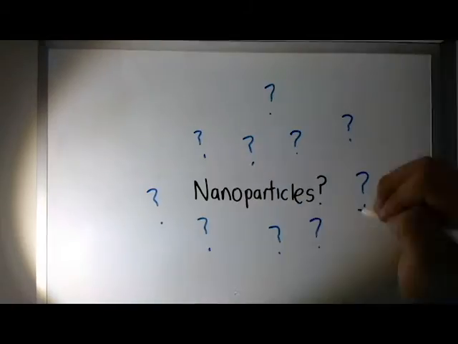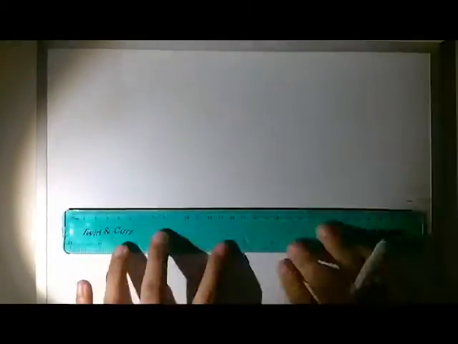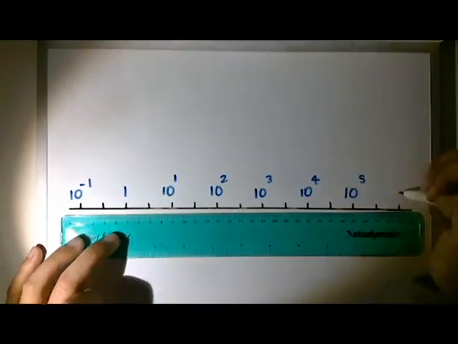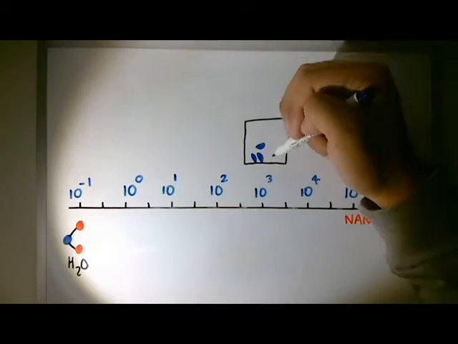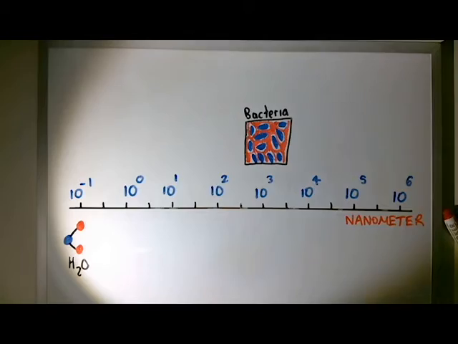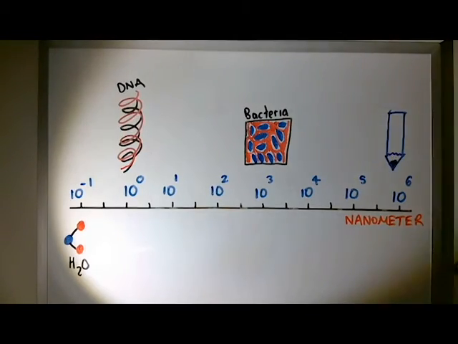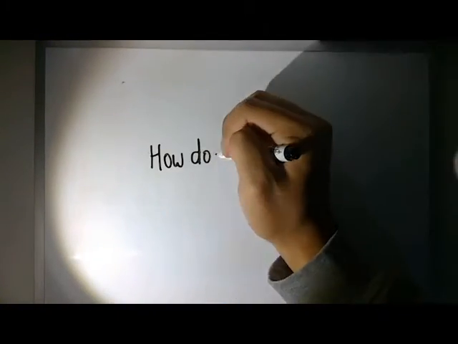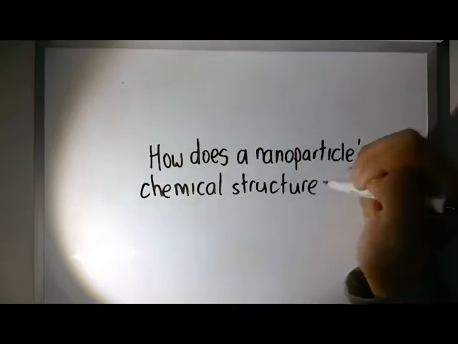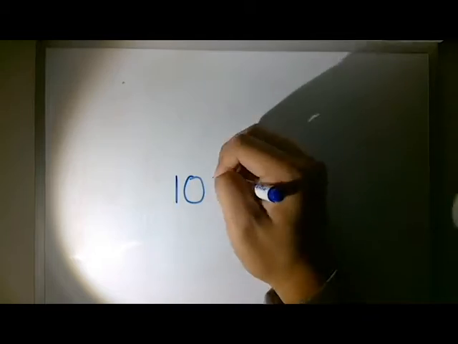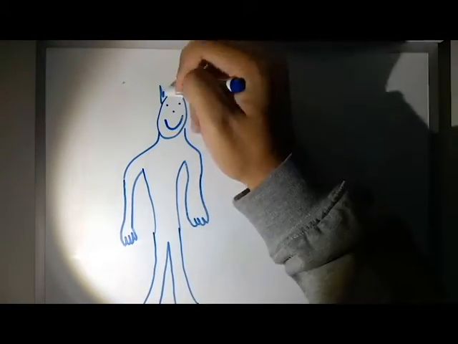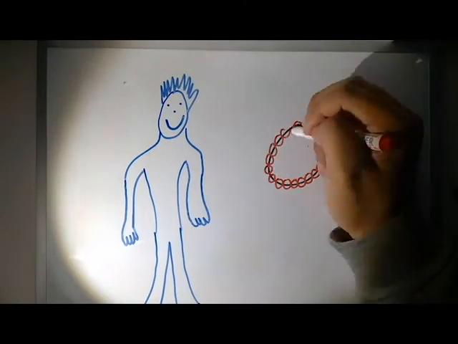In order to understand nanoparticles, we must delve deeply into the nanoscale. Nanoparticles can differ in terms of their chemical composition. So now we are left with the question, how does a nanoparticle's chemical structure interact with its surrounding environment? There are hundreds or even thousands of ways to explain how certain nanoparticles interact with their surrounding environment.